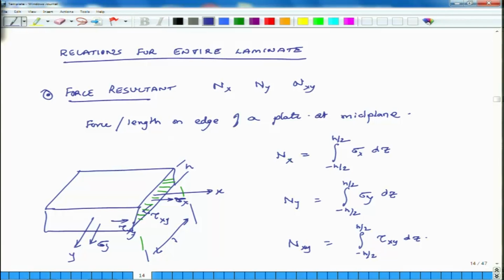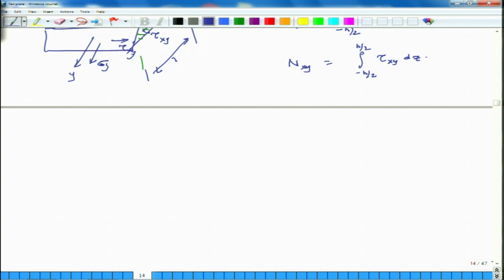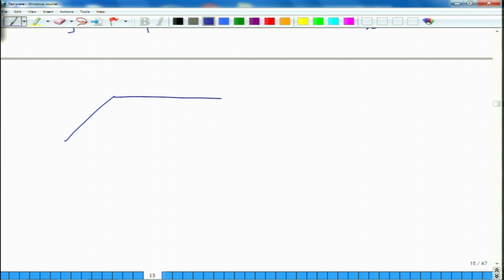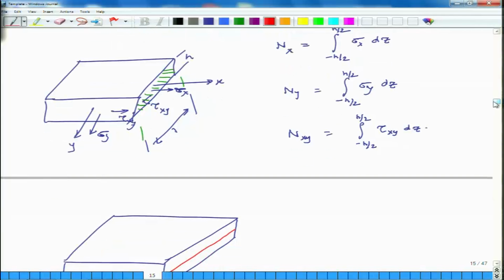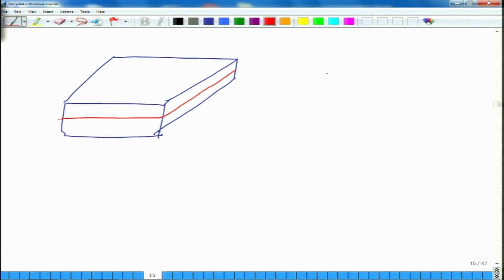So, let us look at these. If I have to depict these, I will depict them at the midplane. Again, suppose this is the plate, and let us say this is the midplane of the plate. Then if I have to depict Nx, Ny, Nxy, I will only depict them at the midplane. I do not depict them on the entire surface because I have already integrated them in the z direction. So, the surface is gone. Okay. So, I will just draw the midplane of the plate.